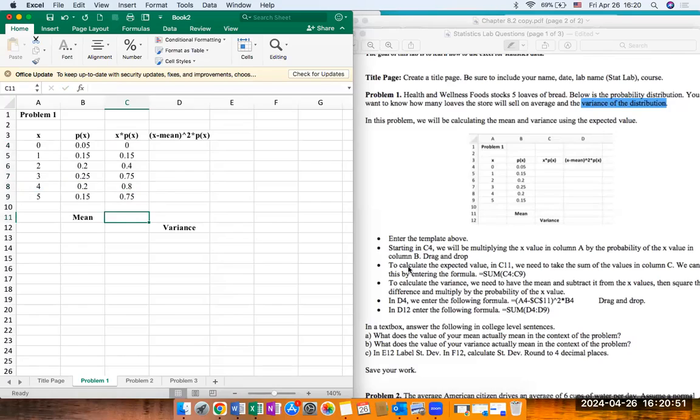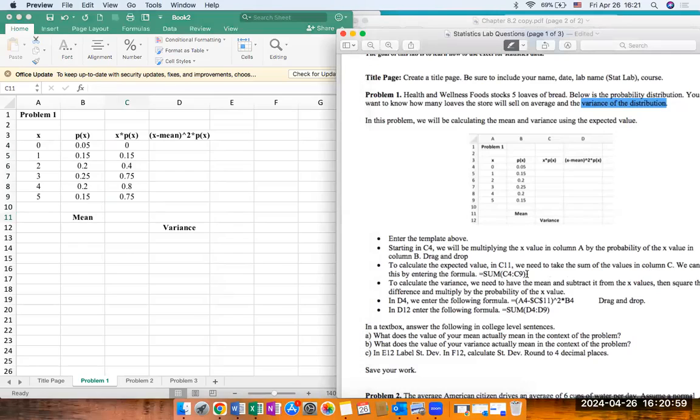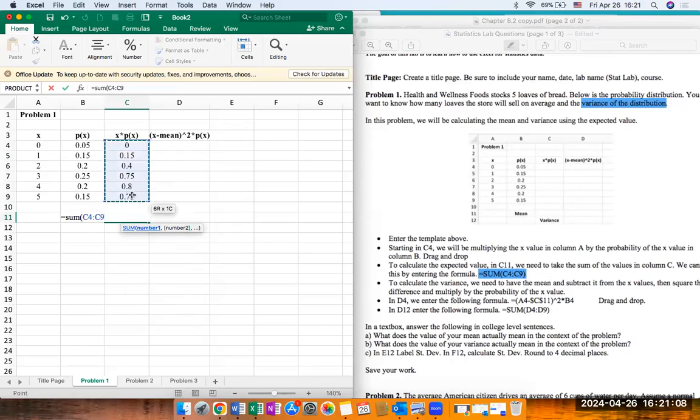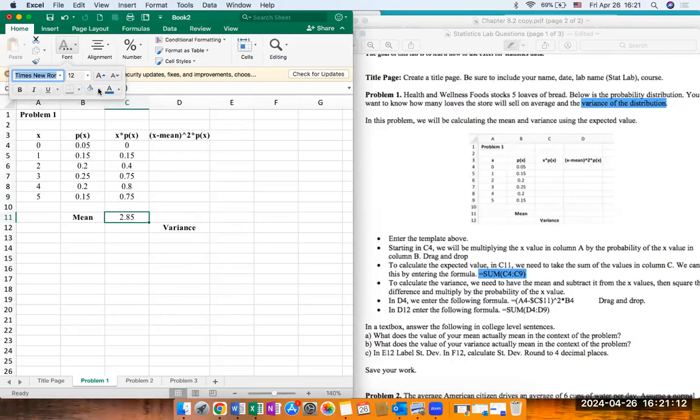If we continue on, it says to calculate the expected mean in C11, we need to take the sum of the values in column C. We can do this by entering the following formula, where it says equals SUM, and then we just highlight everything in that column. This being a key component of our question, I'm going to highlight it so that it brings our attention and we can go back to it.